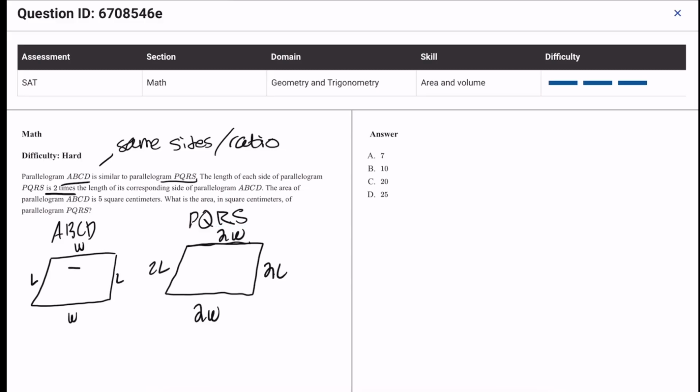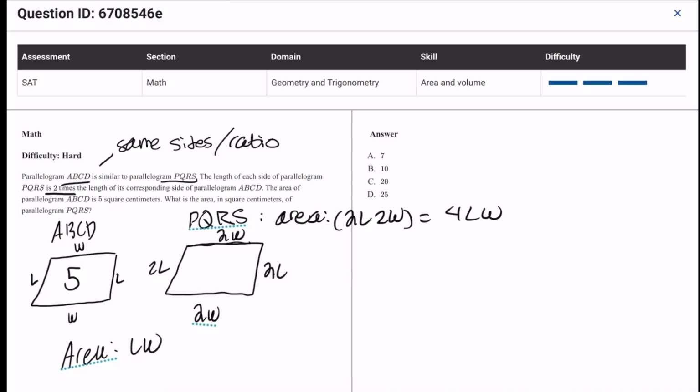And then there's another thing we know, that the area of a parallelogram is length times width. So I'm going to go ahead and write this out, length times width. But for the area of PQRS, it's going to be different because the length and the width are multiplied by a factor of 2. So this is going to be 2W times 2L, which is equal to 4 times length times width.